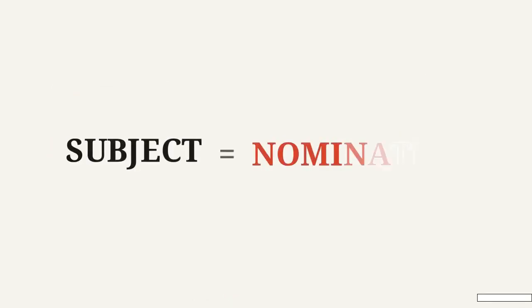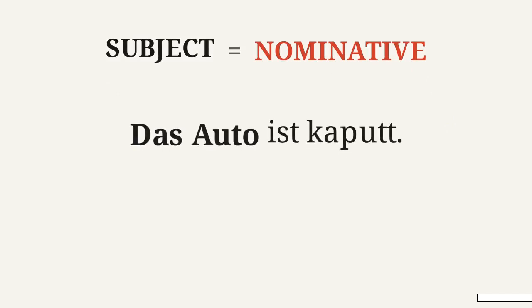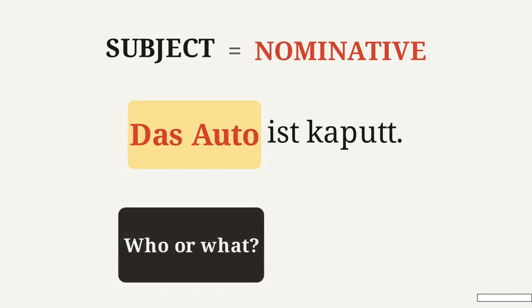And there is one absolute rule you need to establish immediately. The subject of a German sentence is always in the nominative case. Look at this example. The car, or das Auto, is the subject, so it stays in its original nominative form. Identifying the nominative case is intuitive when you ask who or what is doing the action. The word answering that question is your subject.